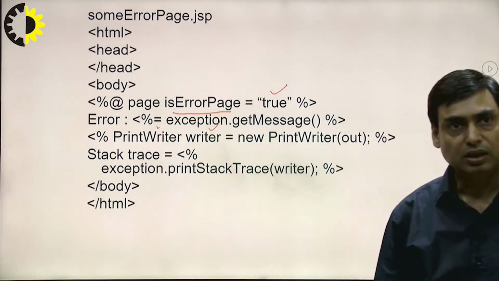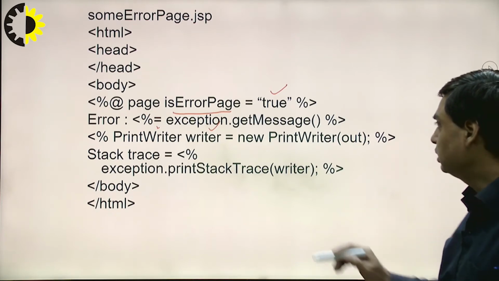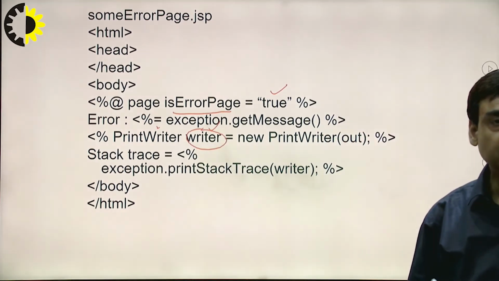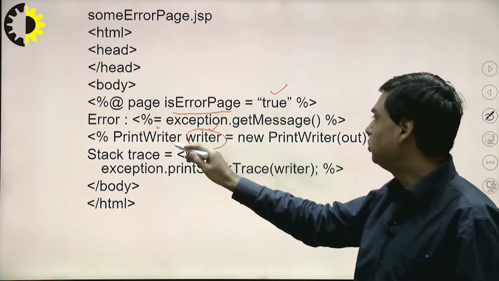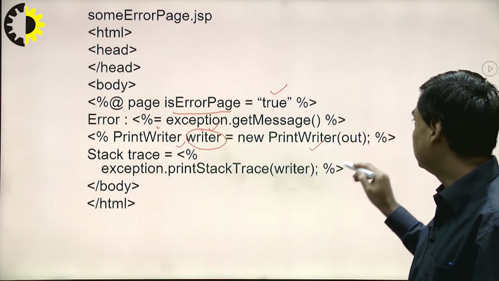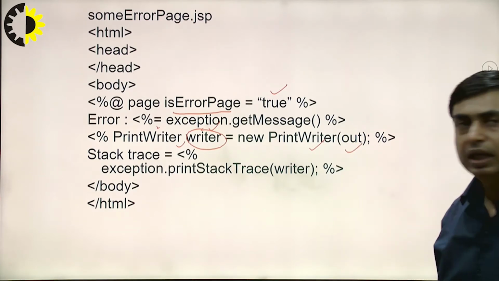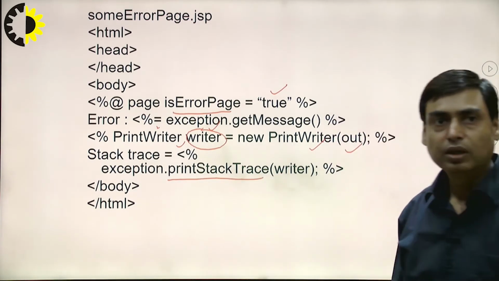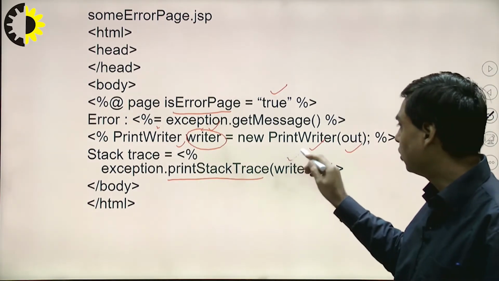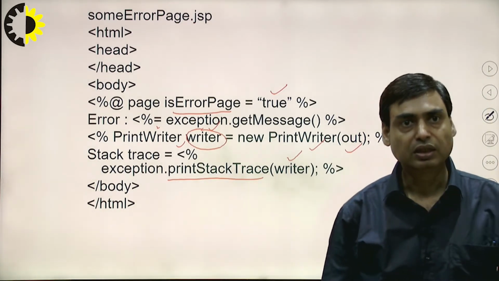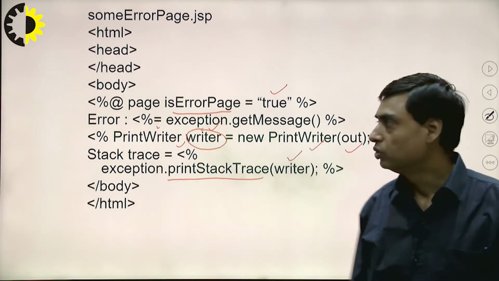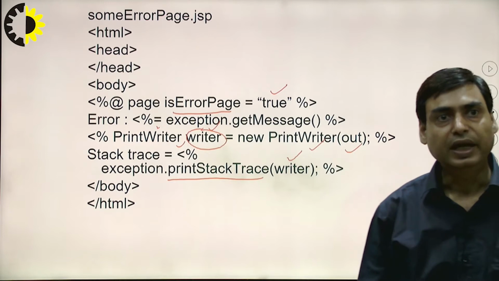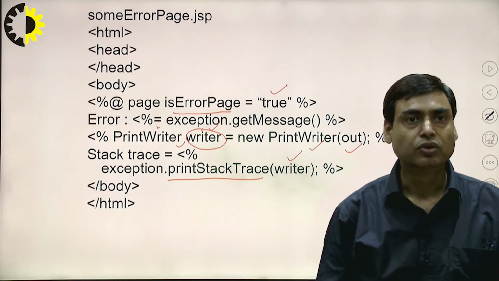You can also display the stack trace. To display the stack trace, first of all, you have to create a writer object by which we will display the stack trace. We have the PrintWriter here, wrapping the out implicit object, and the writer object is created. Then we use exception.printStackTrace, passing this writer object. So, the stack trace will be displayed in the client web browser. With the help of isErrorPage, we can use the exception object to display the message, as well as the stack trace for diagnostics.